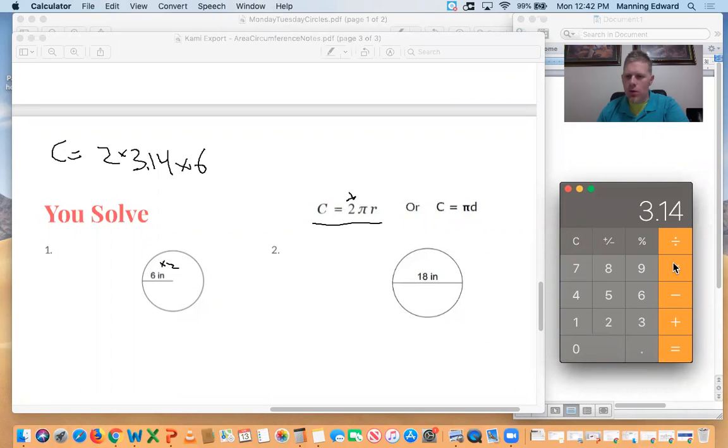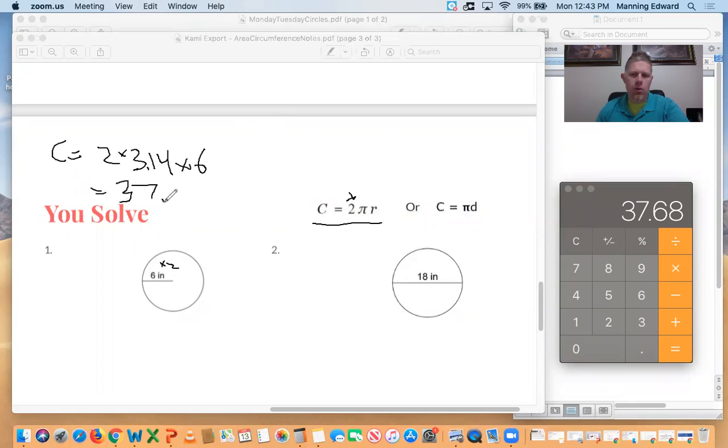3.14 times 2 times 6, 37.68. Okay. So it equals 37.68. Now don't forget you gotta use the inches, so it'd be inches. And that would be my answer.